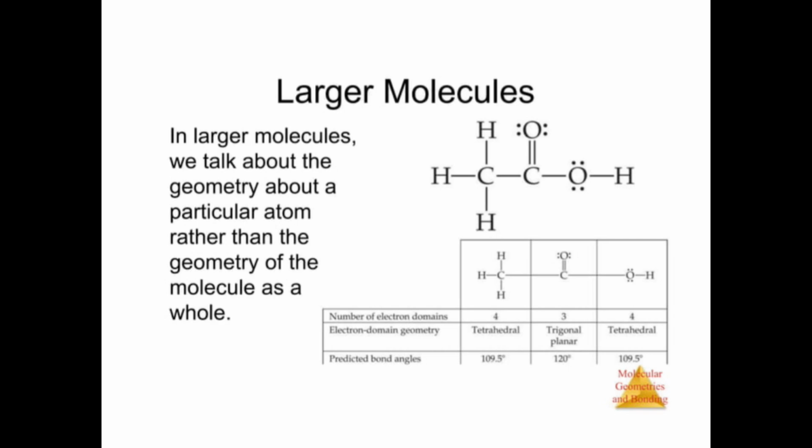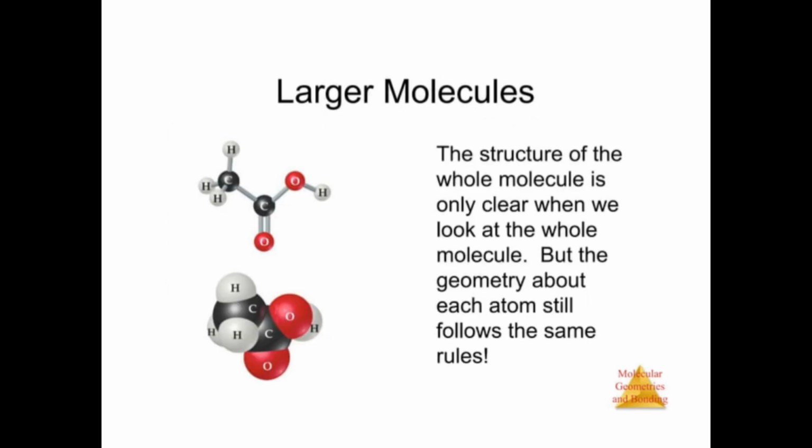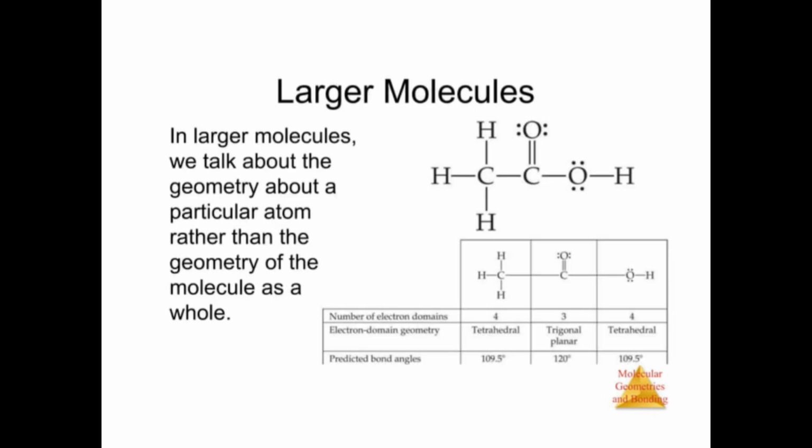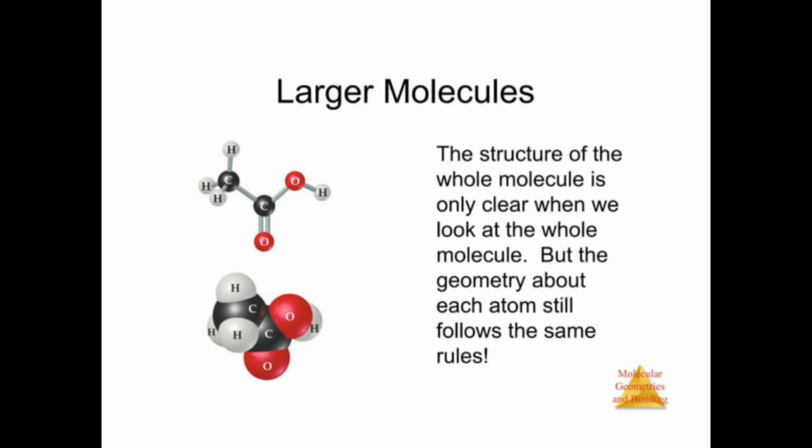So what we are trying to say in essence is that for larger molecules, we treat each particular atom individually. You can take more examples to work with. The structure of the whole molecule is only clear when we look at the whole molecule, but the geometry about each atom still follows the same rule. That is what we are talking about with CH3COOH. This is how the molecular structure is, but they follow the same rule, and it becomes clear when we treat them individually.